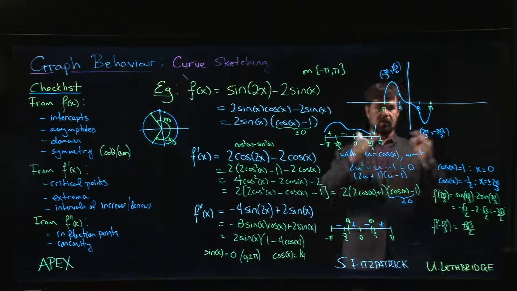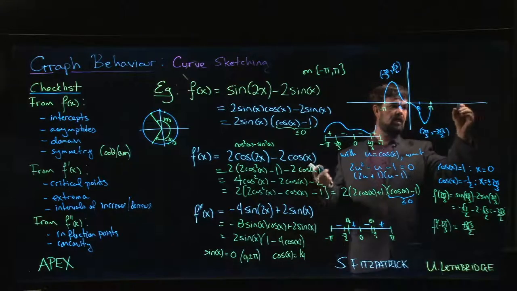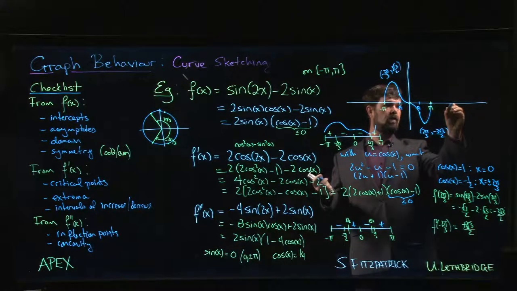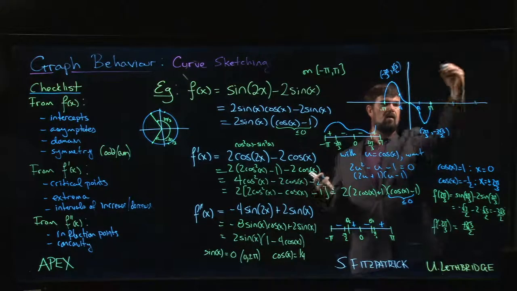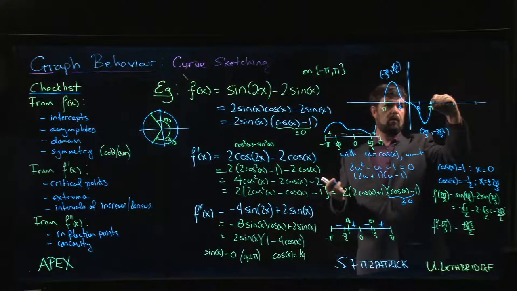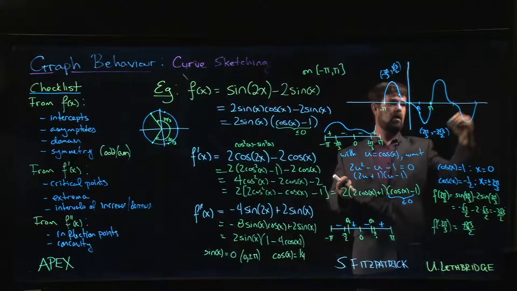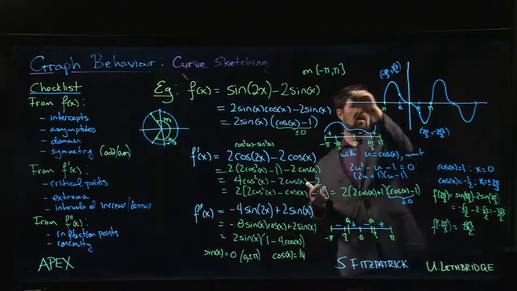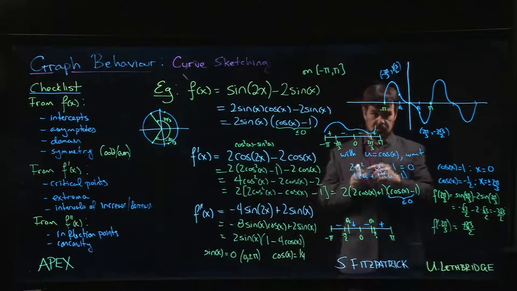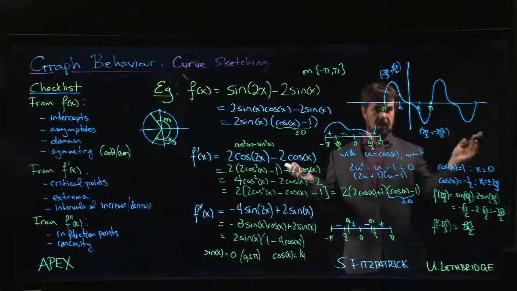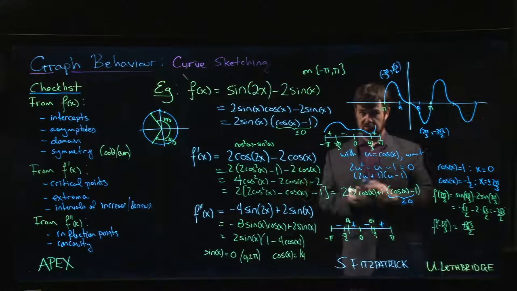And now if we wanted to get the graph everywhere, we just repeat. If we wanted to go to 2 pi, 3 pi, we just do another copy of this thing, right? So we go up, and we repeat. And if we wanted to go the other way, we can repeat, right? So we can keep repeating that graph, and we can get it for all real numbers if we wanted to.